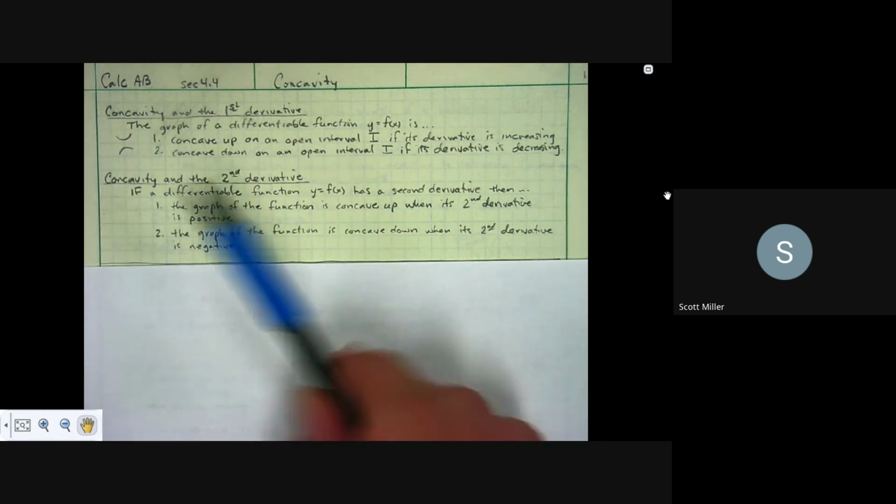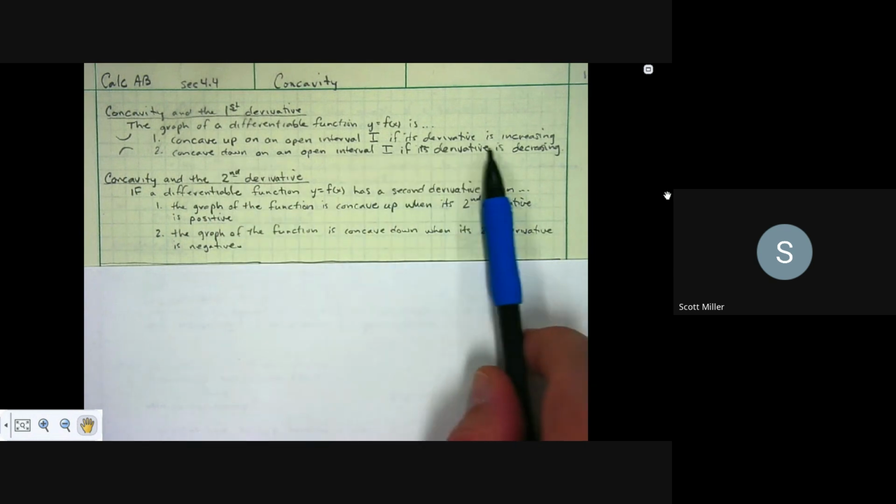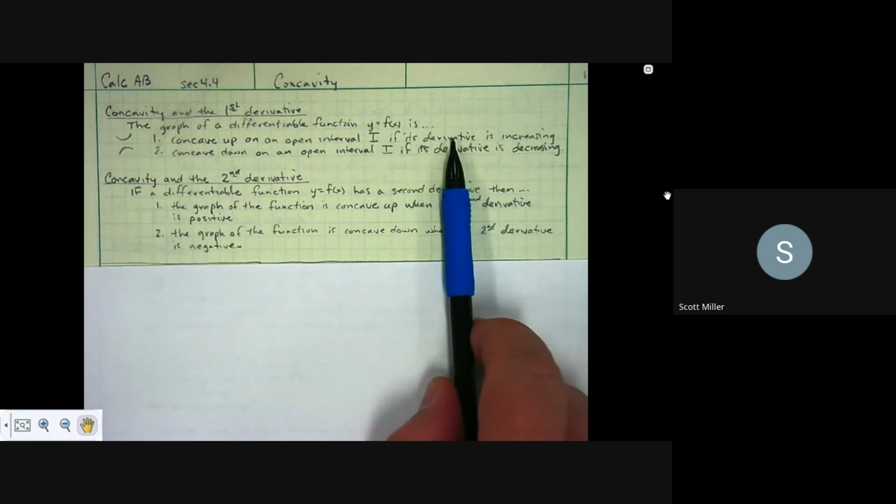This would be a symbol of concave down. So if you see a graph that does something like that, that's concave up, and that is concave down. It is concave up on an open interval if its derivative is increasing. A function is concave down on an open interval if its derivative is decreasing. Okay, so that's one way to determine concavity, by the derivative of the function increasing or decreasing.